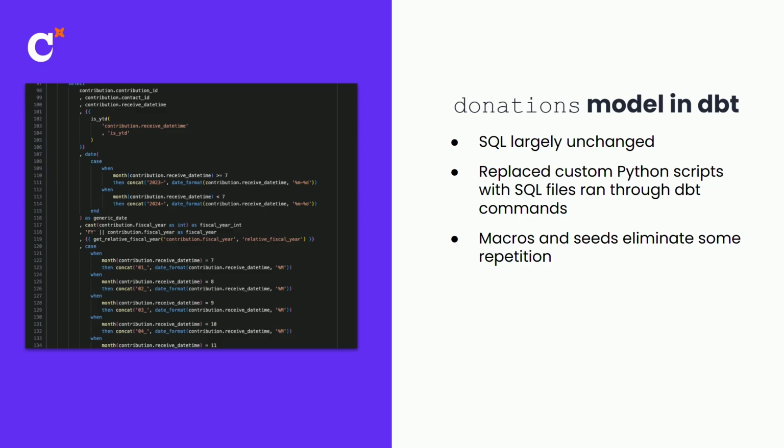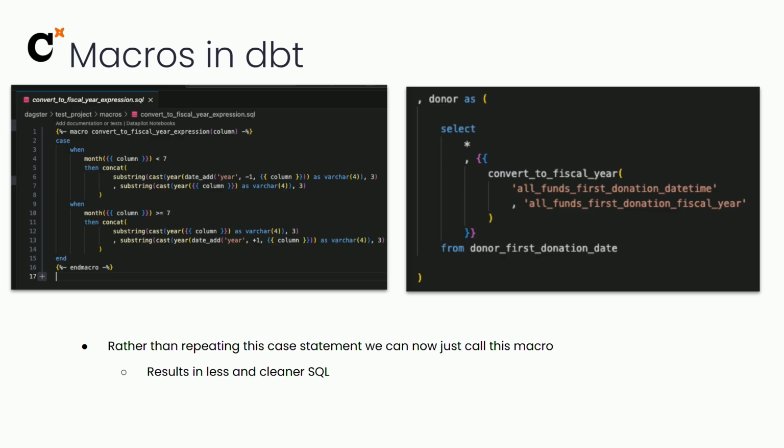We're also able to build and use macros and seeds, which cuts down on us repeating ourselves in our code so much. So here's one example of how we're using macros. Rather than repeating this case statement that converts a date to a fiscal year multiple times, why do we do it multiple times? Well, if we're talking transactional data, we might do it once for the donor's first donation date, once for their most recent donation date, once for the date the donation actually came in, and then any other dates that could be associated with it, like if it's a recurring start time or not. We just call this macro instead.